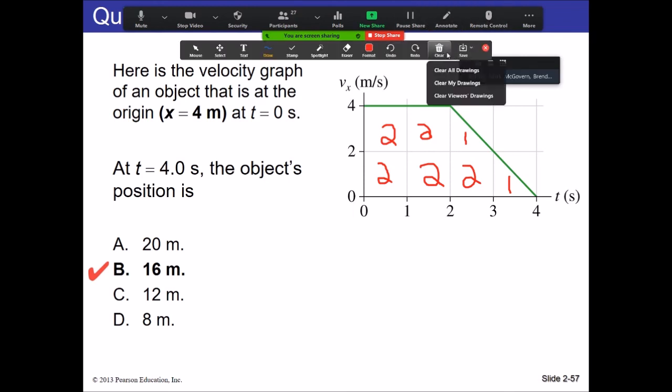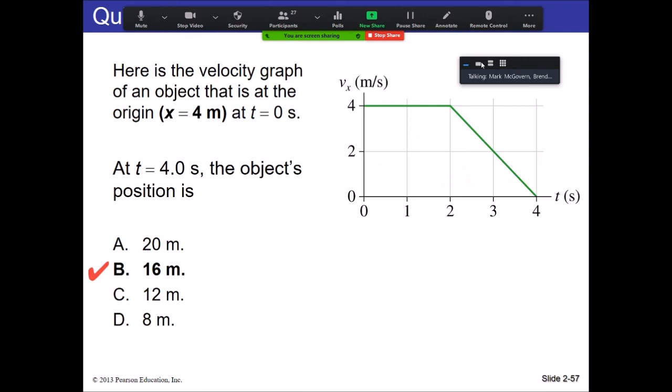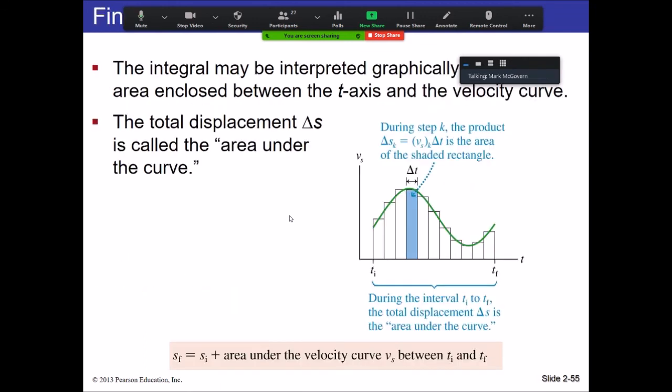So if that's how you calculate the displacement, then how did you get 16 this time? Because ultimately the formula is this thing you see at the bottom here. It's the area under the velocity curve. That is technically what the displacement is. And you add that to your initial position to get your final position. That's ultimately what's happening here.